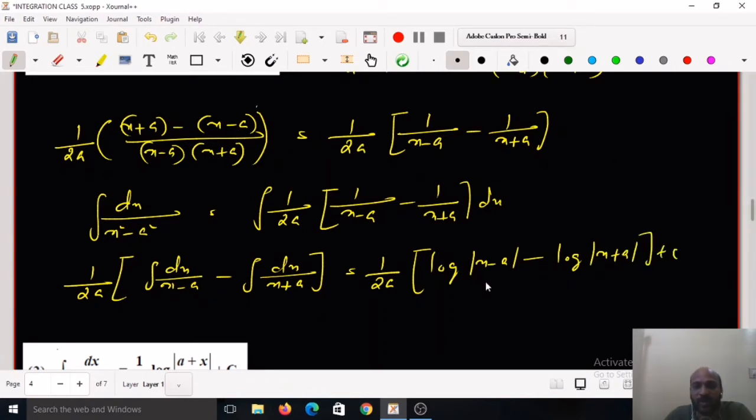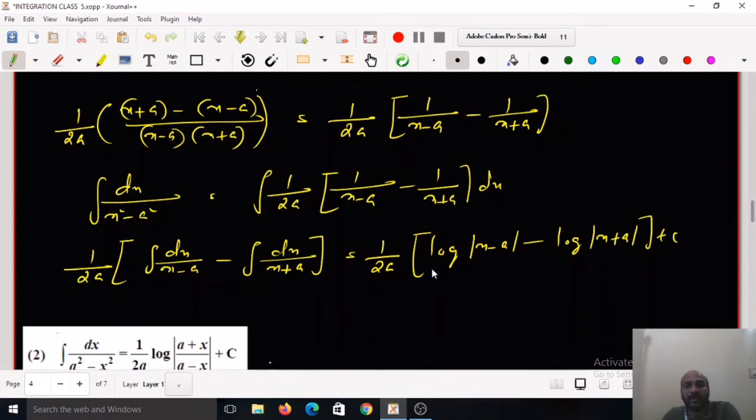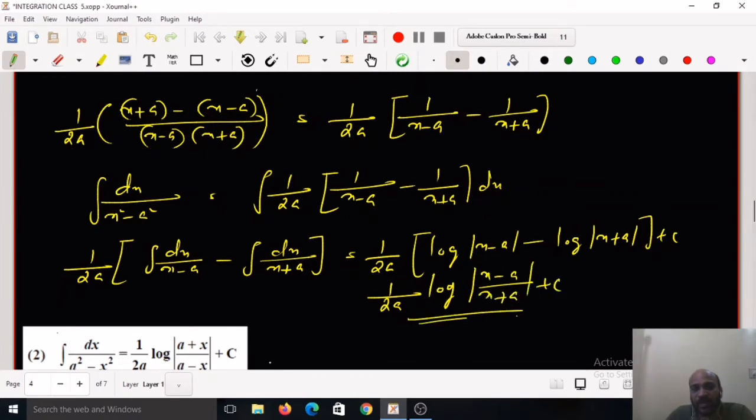Now we can use property of log. 1 by 2a, log a minus log b. What is log a minus log b? Log a by b. So our answer is 1 by 2a into log mod x minus a by x plus a plus c.